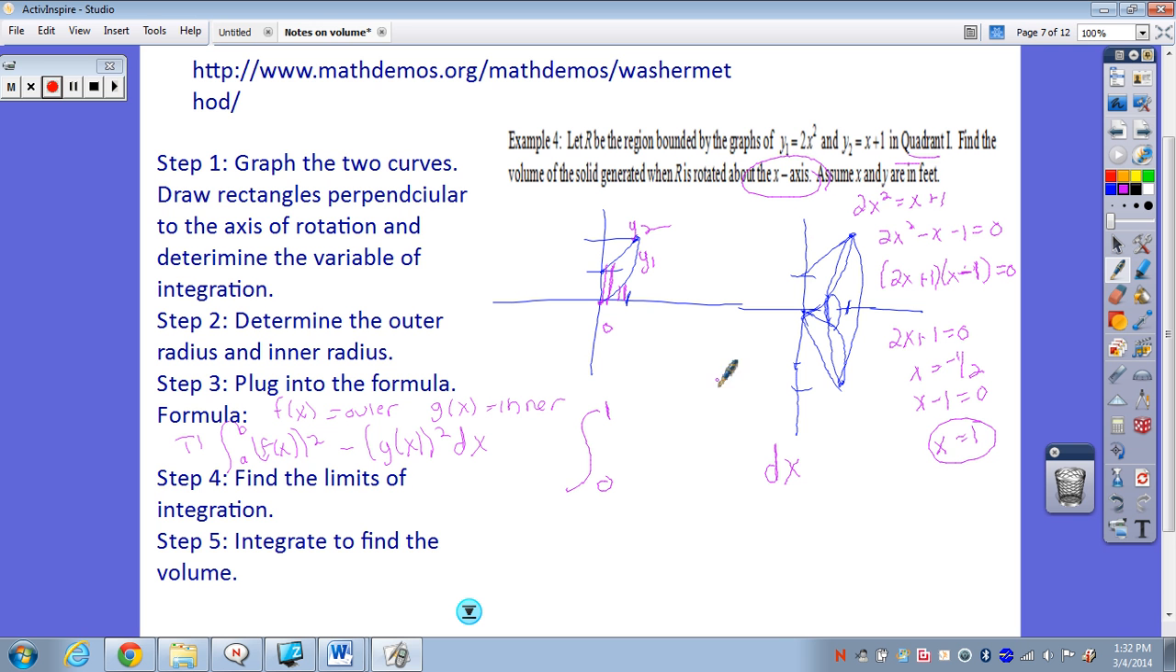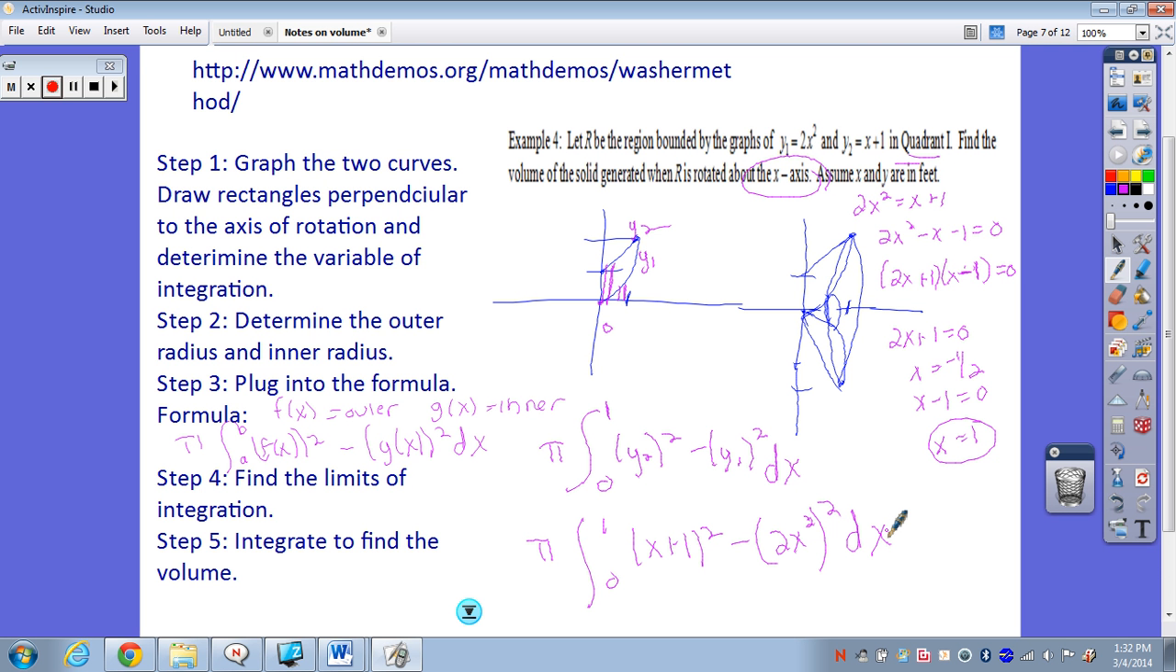And then we're going to do outer radius minus inner radius. I'm going to put my pi outside. So the outer radius is this y2. So it would be technically y2 squared minus y1 squared. It all has to be in terms of x. So y2 is equal to x plus 1. And then y1 is equal to 2x squared. And then just make sure you square it again.